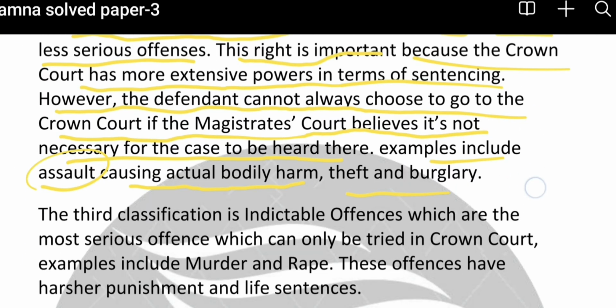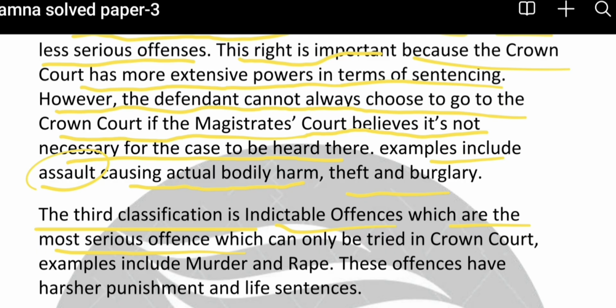Now moving on to the third one. The third classification is indictable offenses, which are the most serious offenses, which can only be tried in crown court. Examples include murder and rape. Obviously, this third one is the most serious one, and this type of offense involves murder and rape. And obviously, murder and rape themselves are really serious or severe offenses, and such offenses can only be tried in crown court. They can never be tried in the magistrate court.